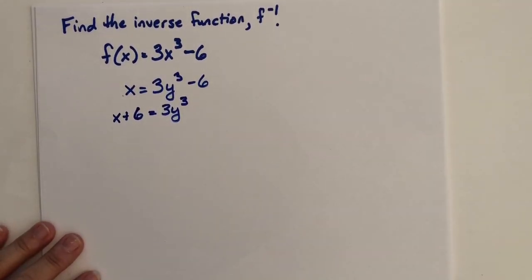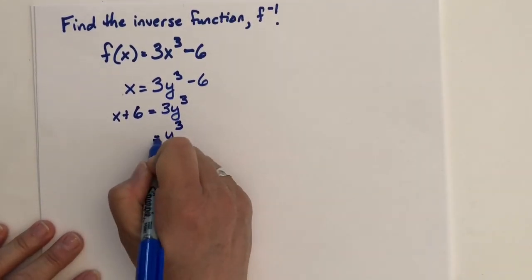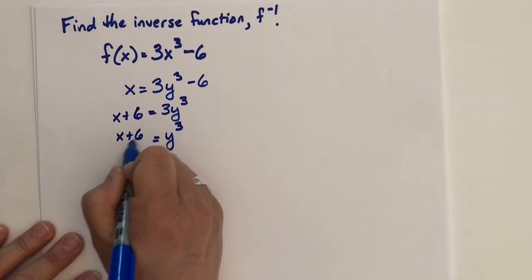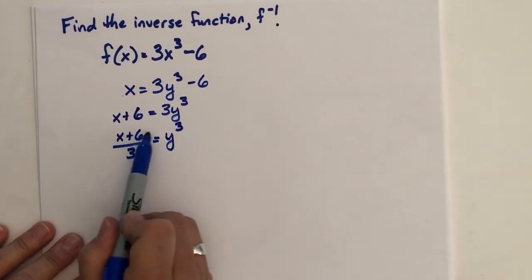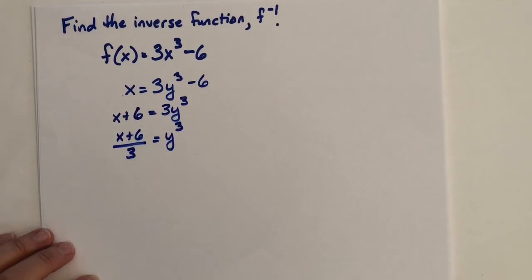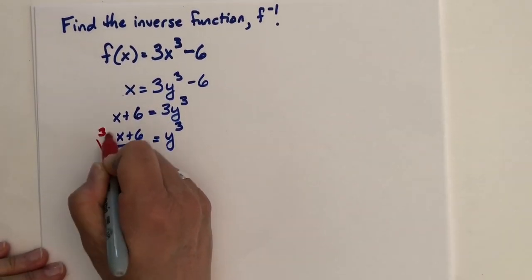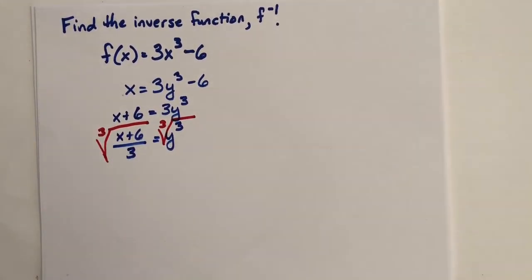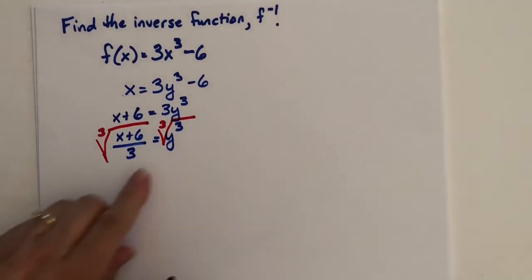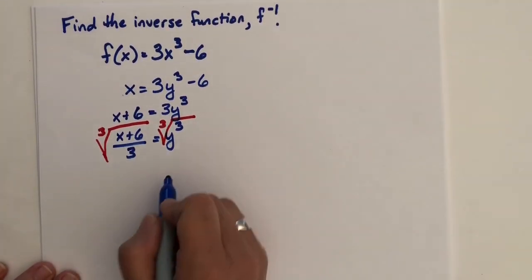We'll divide by 3. And notice that 3 and the 6 don't cancel because there's no common factor. And now we'll take the cube root of both sides. Remember, when you're taking the cube root, you do not put a plus or minus in. If you're taking an even root, if you have a square root or a fourth root, you do. But on a cube root, you do not.